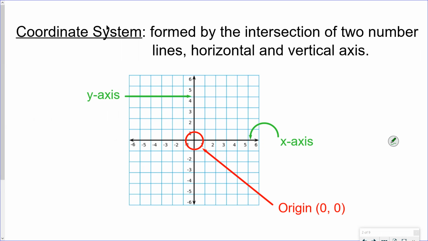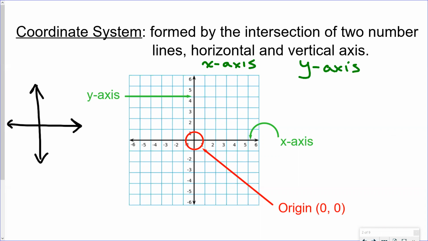Coordinate system is formed by the intersection of two number lines, a horizontal and vertical axis. So if you look, the vertical axis is what's called your y-axis. And your horizontal axis, which is this one, this is your x-axis. And I've got them both labeled. I do recommend that you draw a coordinate plane. You don't have to draw the grid. So if you were drawing out a coordinate plane on your paper, I would just draw your y-axis, draw your x-axis, and then label them. So I'd label this x, label this y, boom, and then also know that you have your origin. So I'd label your origin and know that it's the point 0, 0.